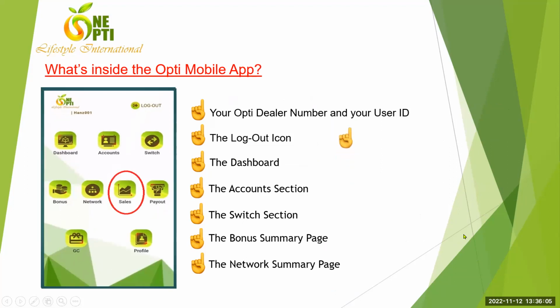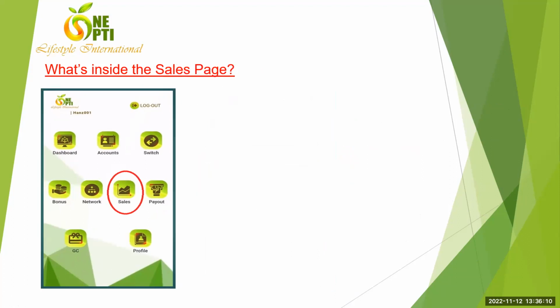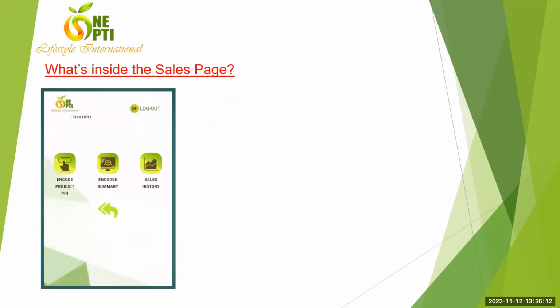Now, when it comes to sales, the sales page is where you can encode the unilevel points or the unilevel product codes, and see the summary and the history. So let's go inside this page.